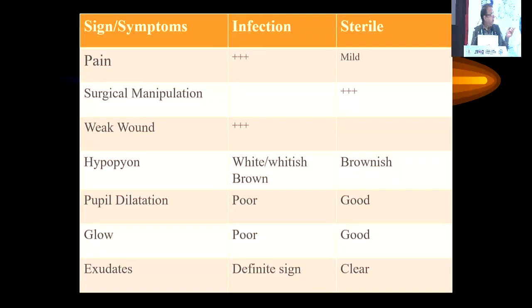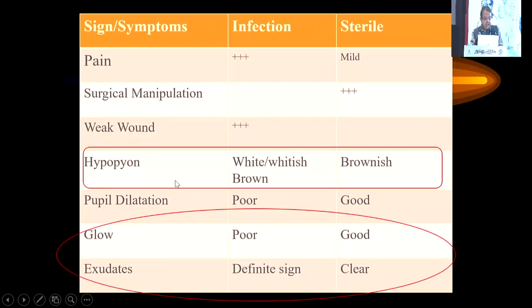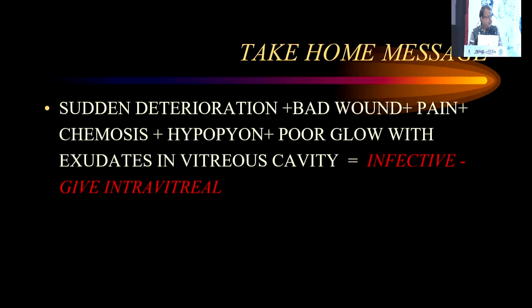This is a chart which I have made, which will guide you on what has to be done. So if you have hypopyon, yes, it's infection. If it is whitish, then it is infective. If the glow is absent and if the exudates are there in the vitreous cavity, then it's the diagnostic sign to diagnose infection and proceed to intravitreal antibiotic.